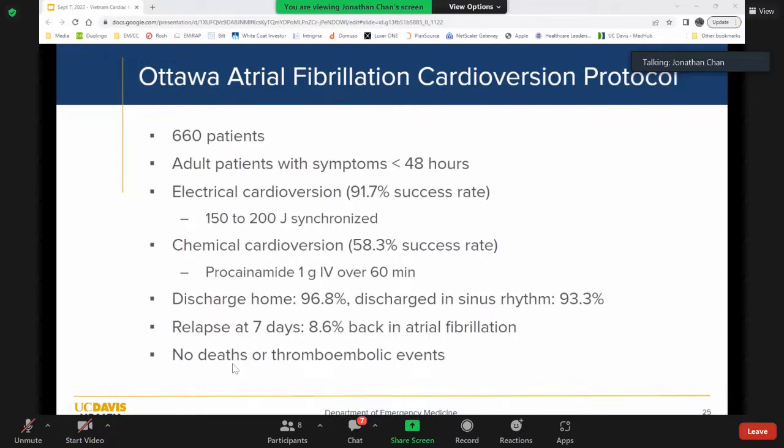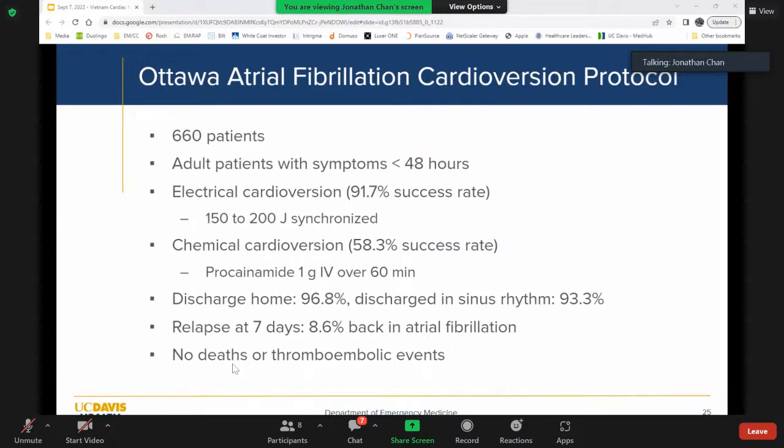So depending on the hospital that you're at, you can sometimes use this protocol to treat patients who are here with atrial fibrillation for the very first time, and help them with their symptoms.